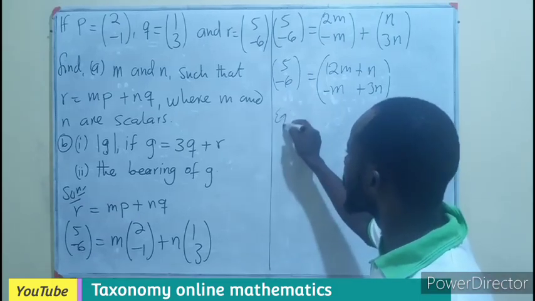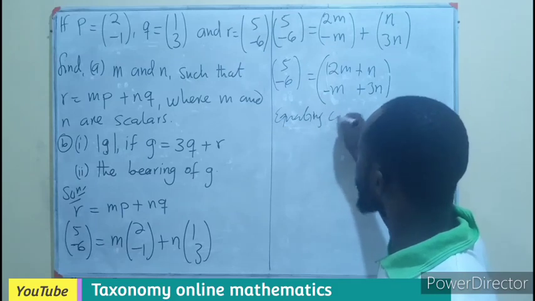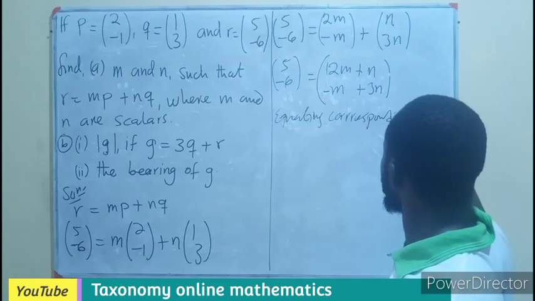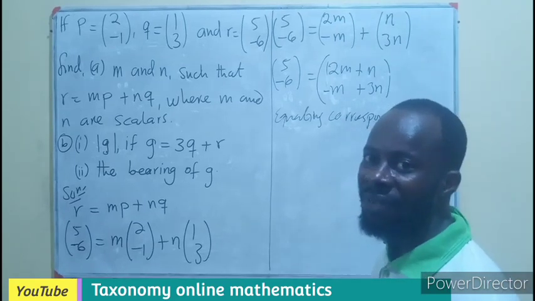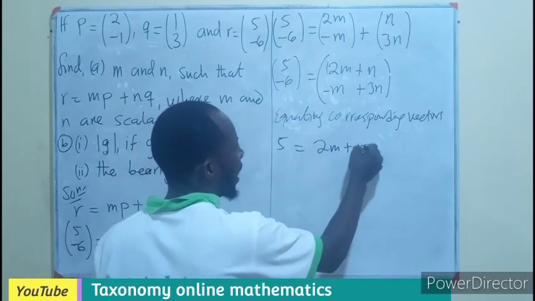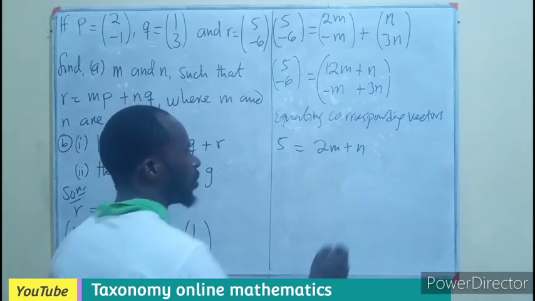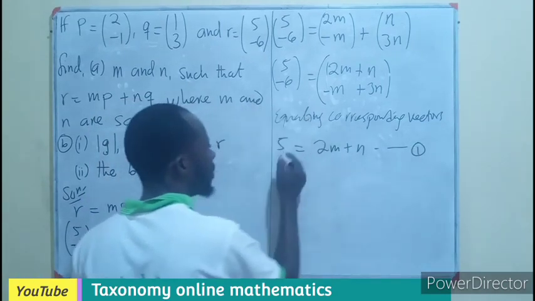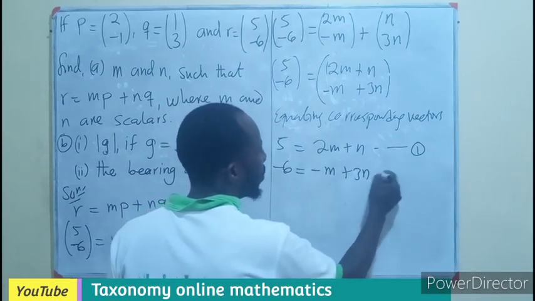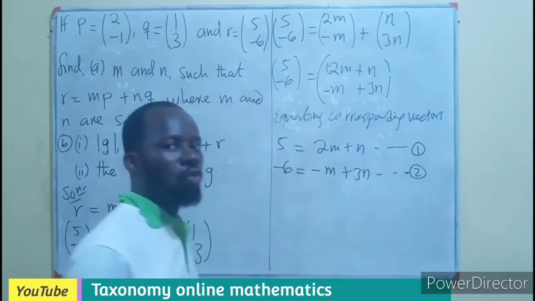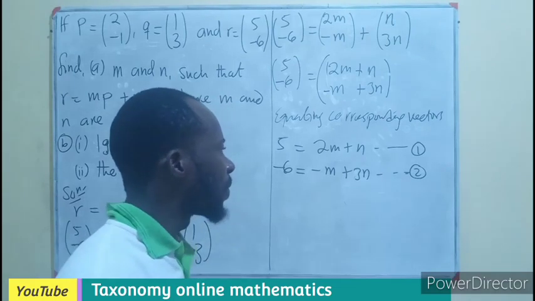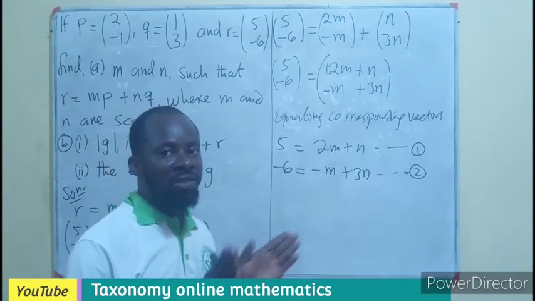So equating corresponding components, we have 5 equals 2M plus N, and we can see this becomes an equation. This is the first equation. Minus 6 equals minus M plus 3N, which becomes equation 2. We now solve these two equations simultaneously, looking for M and N. Now, we can do elimination or substitution.